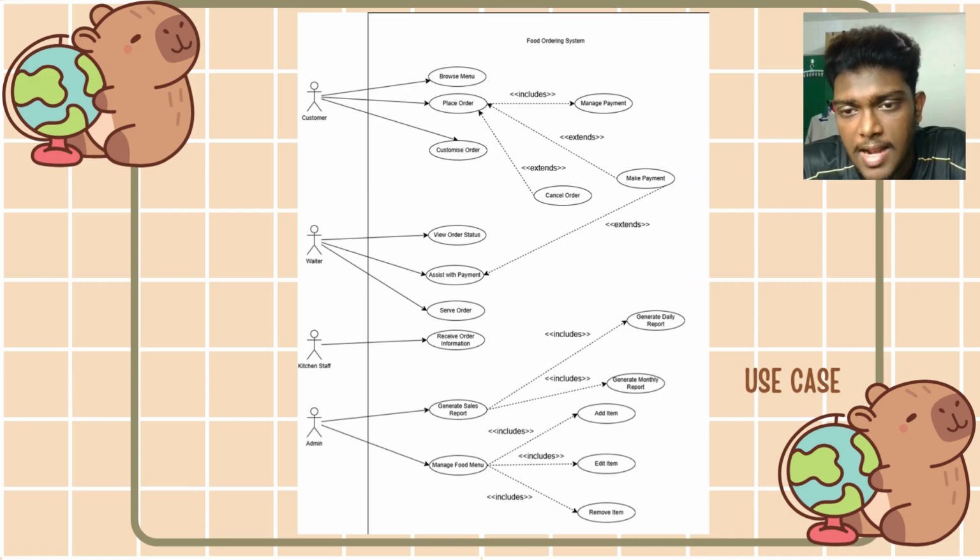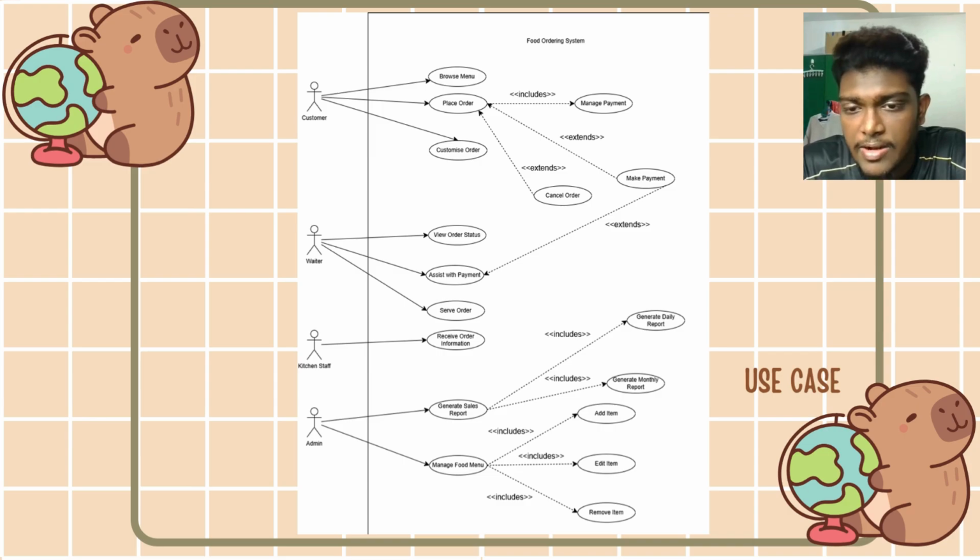So for the last one, which is for the admin use cases, admin includes generate daily report, which is from the generate sales report use case. From there, you can see that the diagram also includes the generate daily report and also monthly report functions. And also, admin also can manage the food menu, which includes the add item, edit item, and also remove item for the convenience of the admin to edit the menus that they wanted to add later.